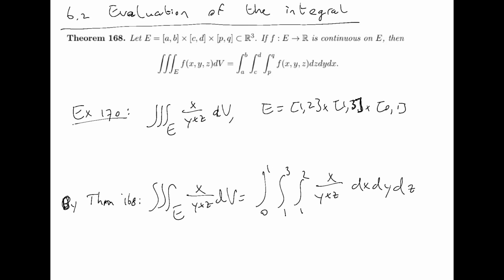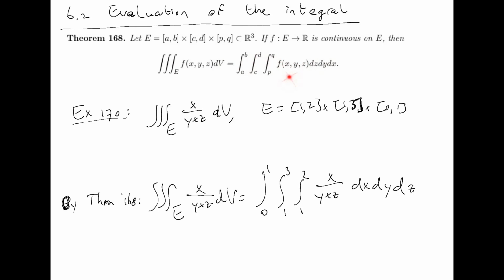And for that we have theorem 168, which states that, well, let E be a rectangular box, so x is between A and B, y is between C and D, and z is between P and Q. Suppose I have a continuous function f on E, then I can compute the triple integral as follows. We can compute it as a so-called iterated integral, just like in 2 dimensions.